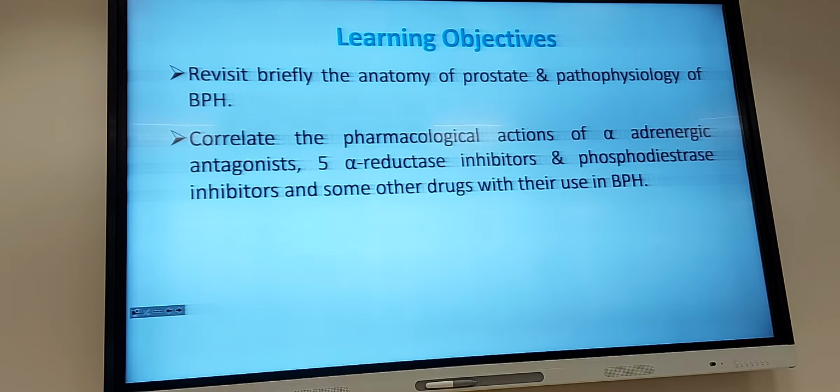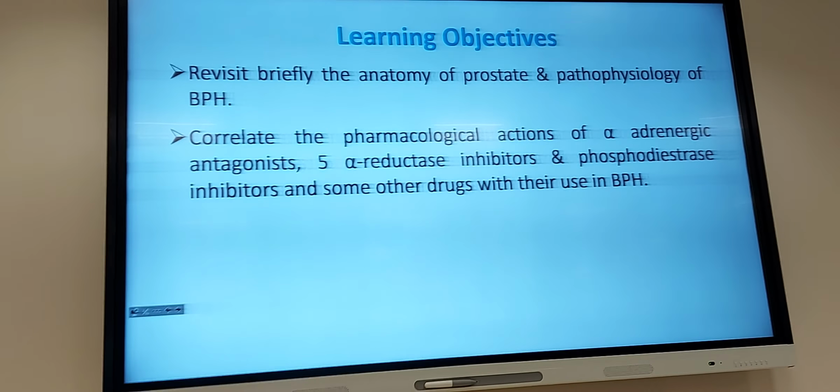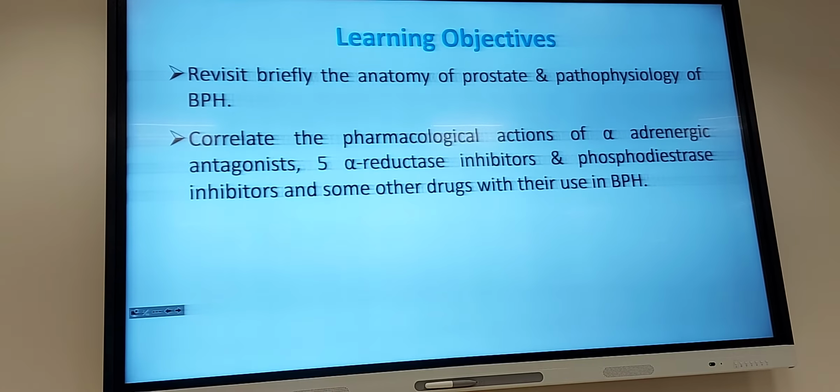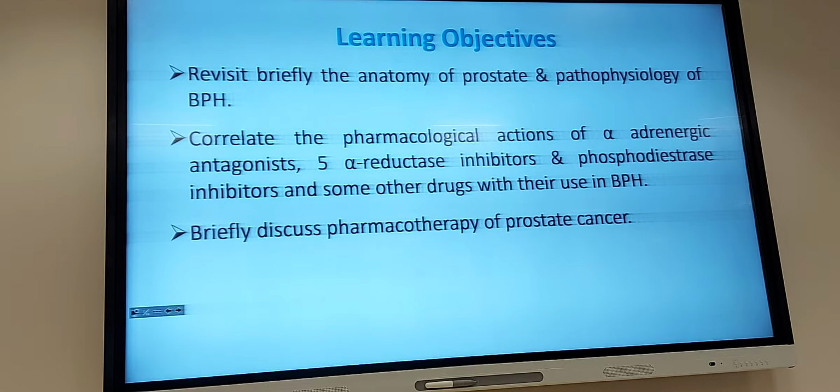And then we'll correlate the pharmacological actions of different drugs that we use in BPH treatment. And the most common are alpha-1 adrenergic blockers. There's some role of 5-alpha reductase inhibitors as well as phosphodiesterase 5, PDE5, inhibitors. And then there are some other drugs as well which may be used. And after we finish with BPH discussion, then we'll briefly discuss pharmacotherapy of prostate cancer. Okay.